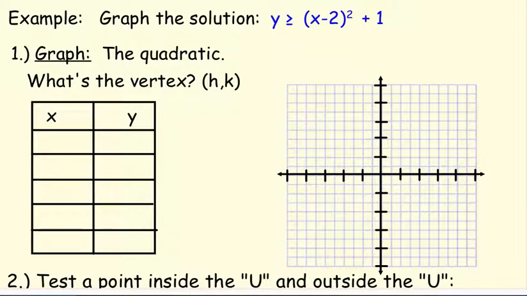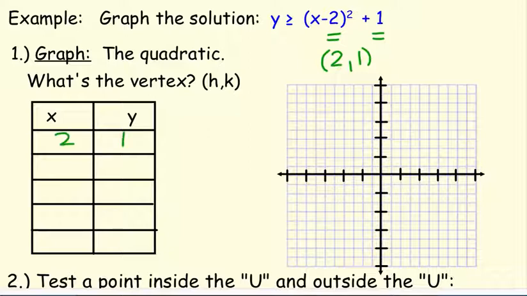So here's our quadratic inequality. We want to identify the critical point. If you remember, the critical point is your vertex. So inside the parentheses, we want to think opposite, so we're going to go right 2. And then outside the parentheses, we're going to go up 1. So our critical point is 2, 1.